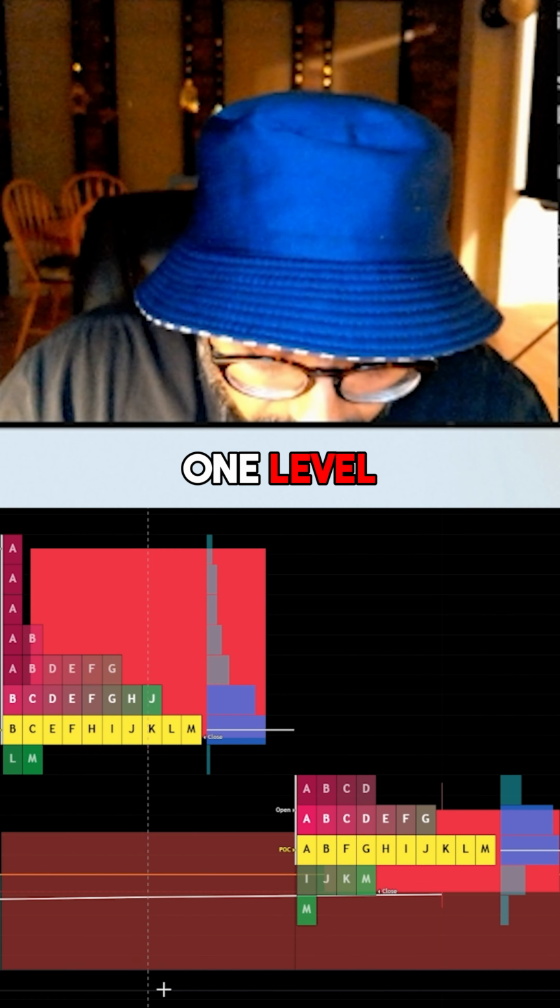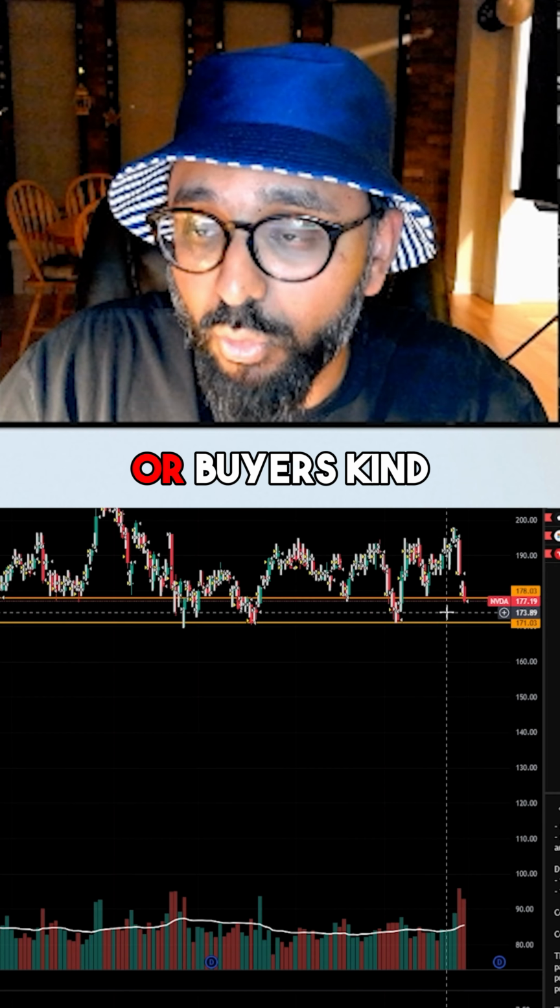I'm looking at the 171 level. This 171 level here, I want to see seller exhaustion or buyers kind of stepping in this area.